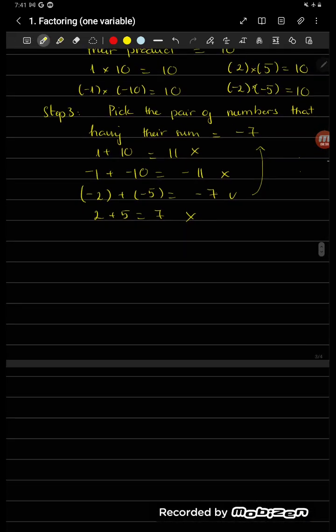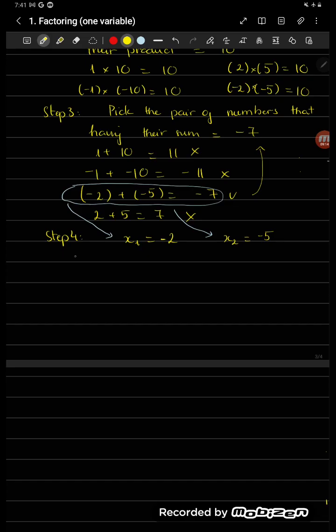So after we check the sum of all pairs of numbers to find out which pair we pick, we go to step 4. So we assign x1 equal to negative 2, because we take this pair, right? And then x2 equal to negative 5.